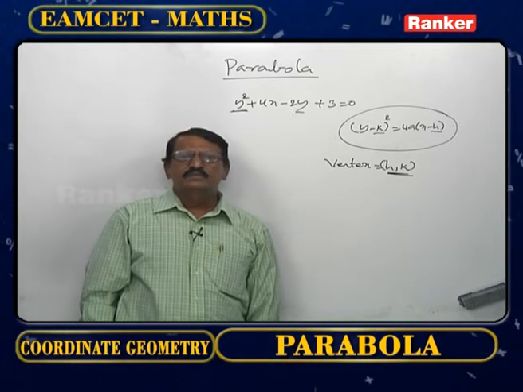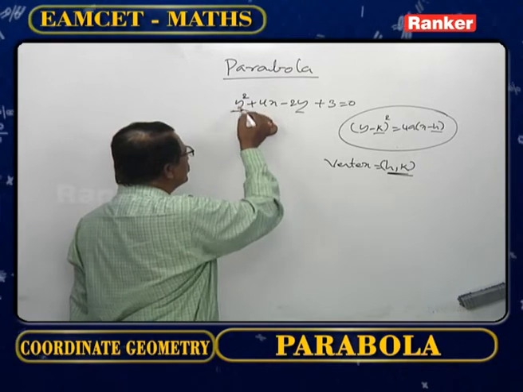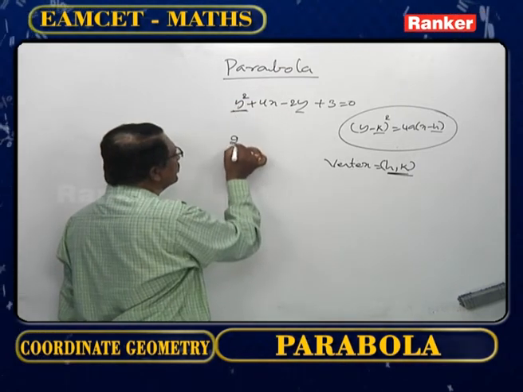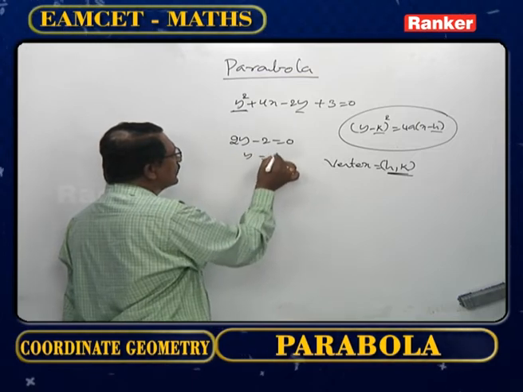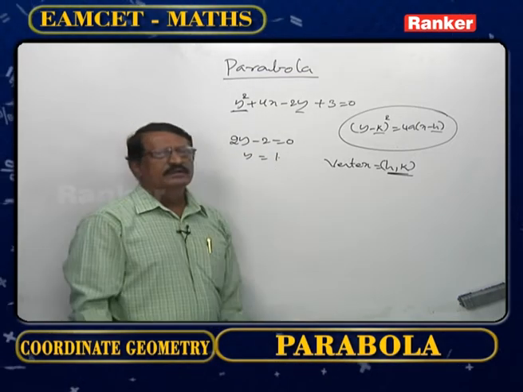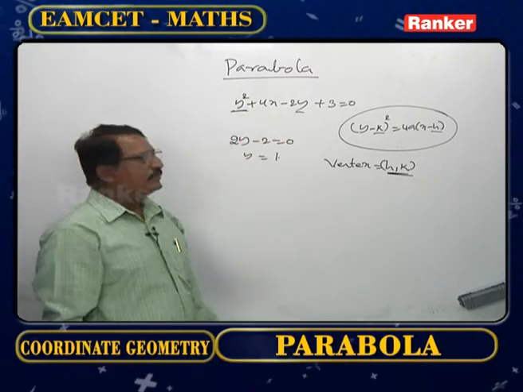Now the given equation, differentiate partially with respect to y, which is the second degree term. We get 2y minus 2 equals to 0. Now y equals to 1. Now the value of y, substitute in the given equation of the parabola, we get x.